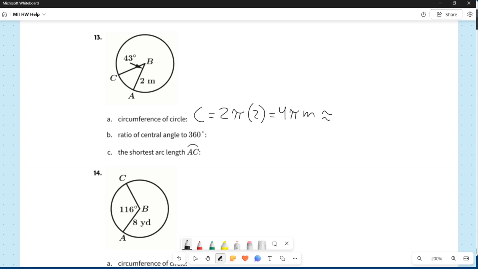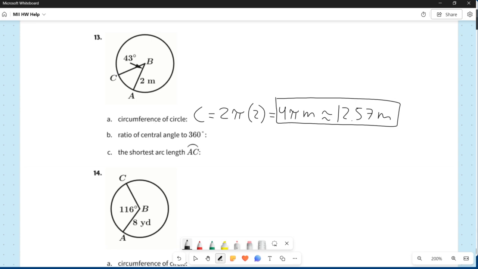And if we want to give an approximate answer, we just take 4 and multiply by pi, and we end up getting 12.57 meters. And that's our answer, either exact or approximate.